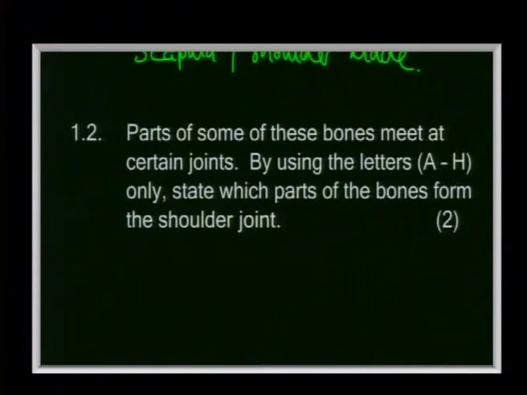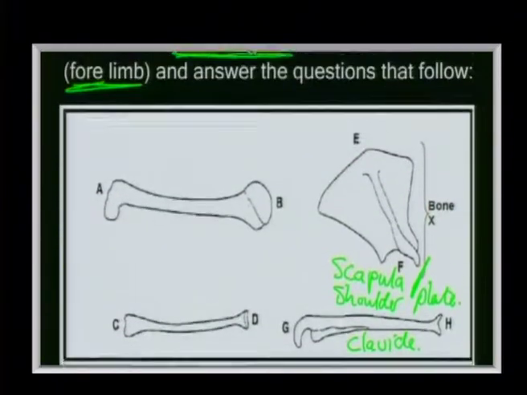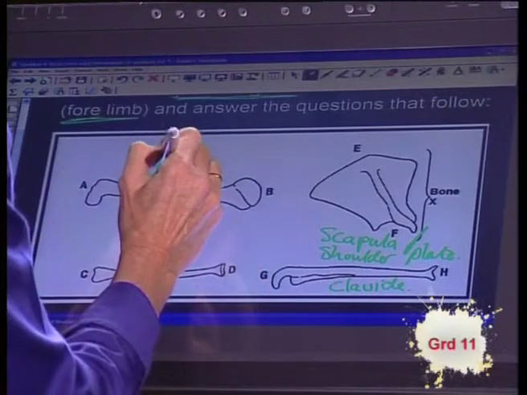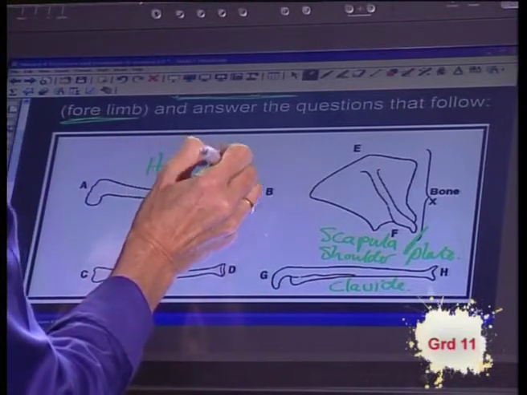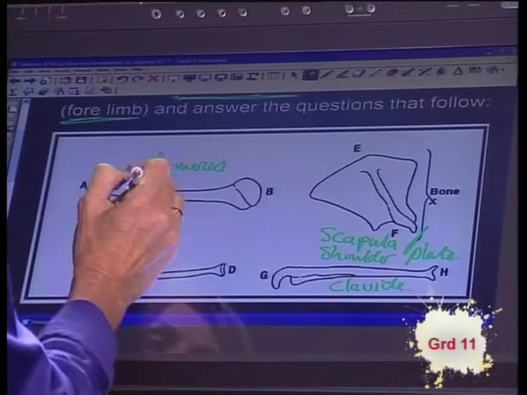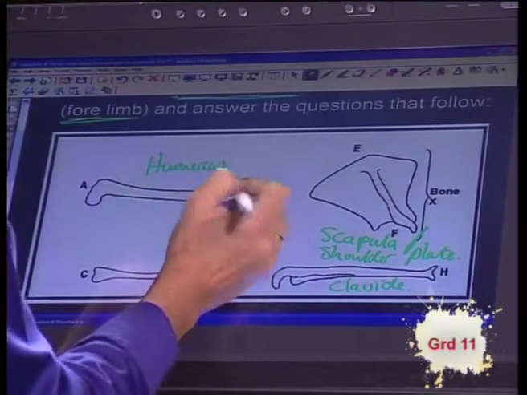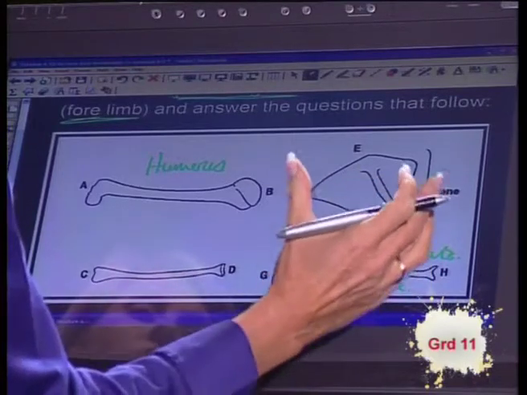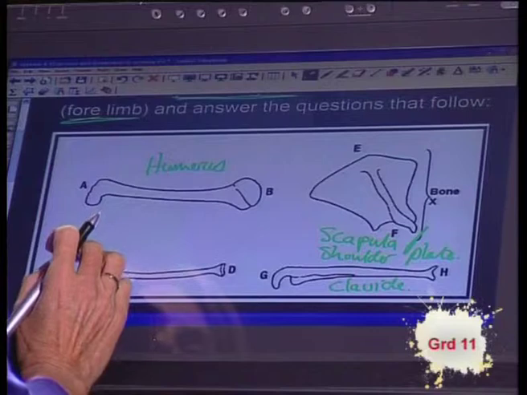Parts of some of these bones meet at a certain joint. By using the letters A to H, only state which parts of the bones are the shoulder joint. Now people, have a look here. This bone here is the humerus. That's going to form the ball. This structure here has to form the hole into which that ball is going to fit.